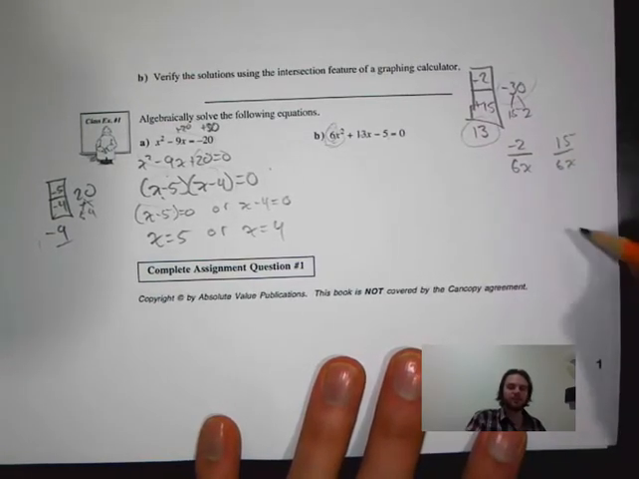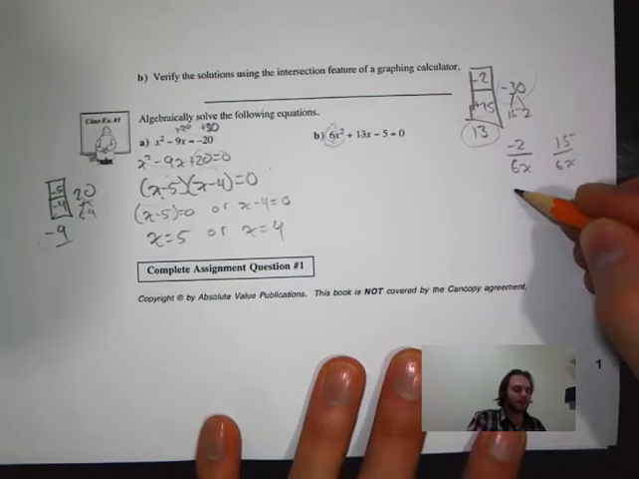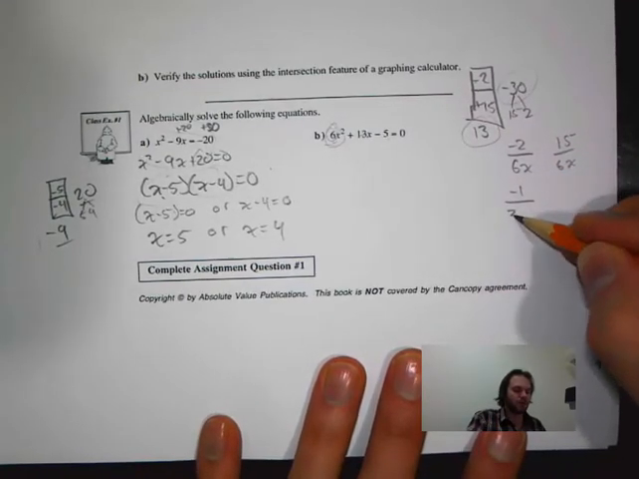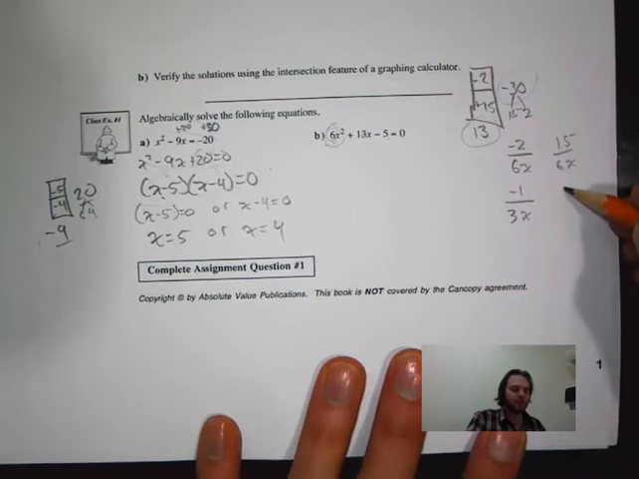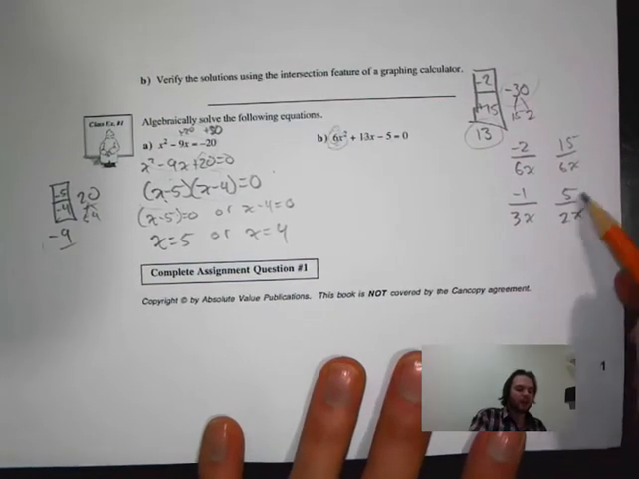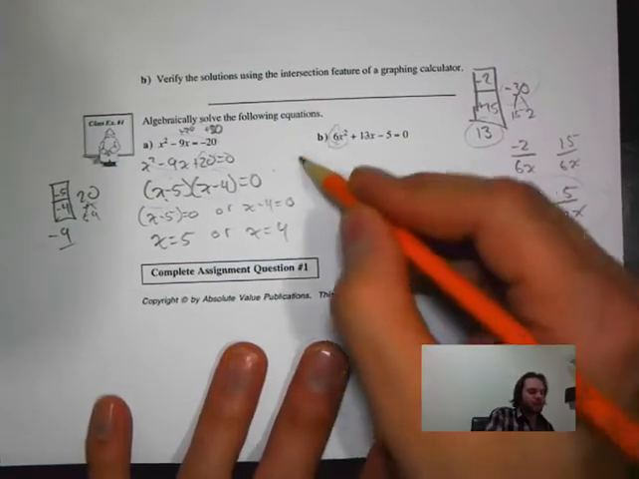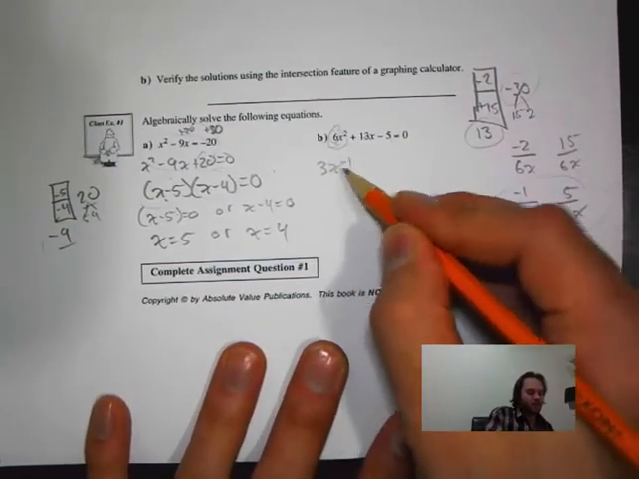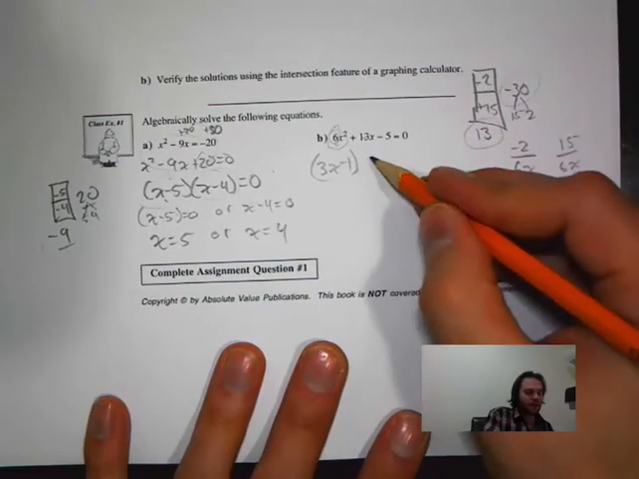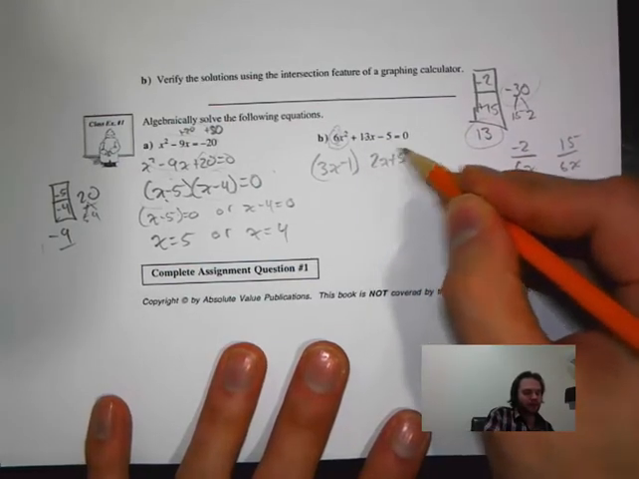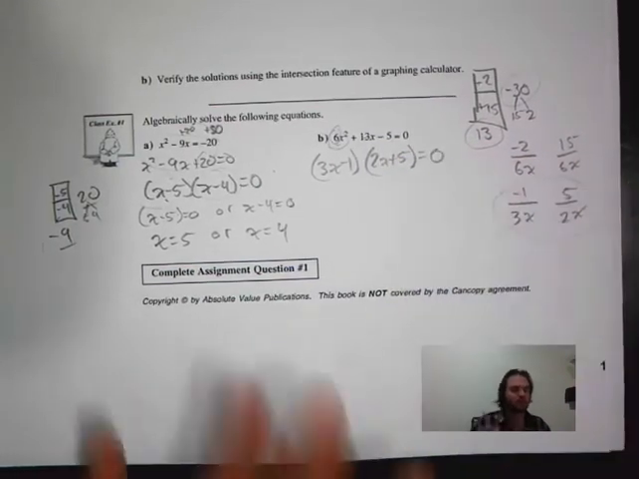And let's simplify these two fractions. This is going to end up giving me negative 1 all over 3x. And this one here is going to give me 5 all over 2x. Now I could put these into factored form. So I'm going to have 3x subtract 1. And we have 2x plus 5. And this is equal to 0.